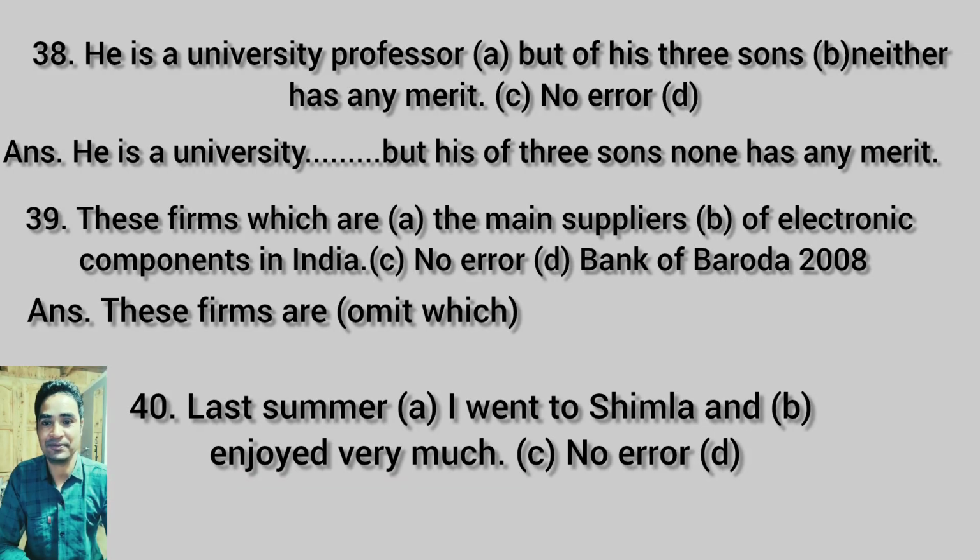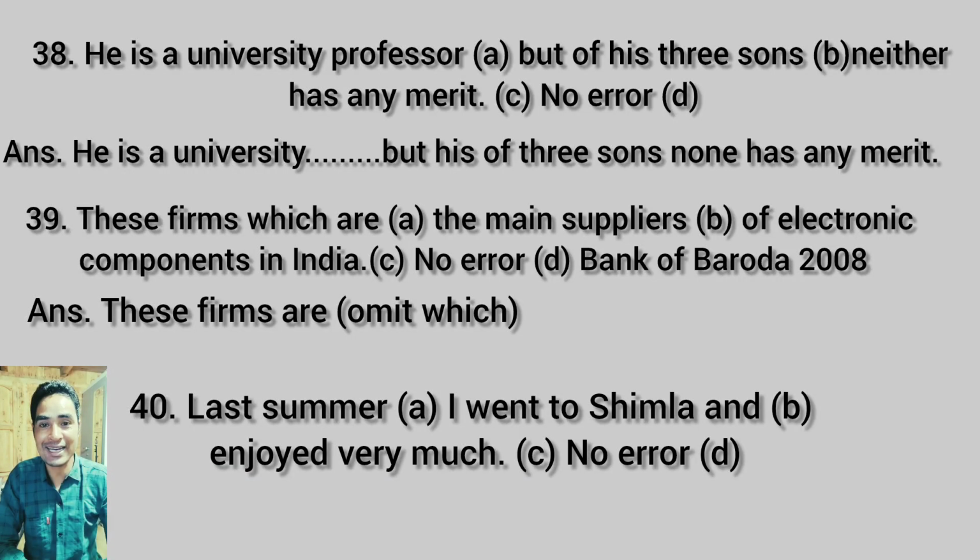Question number 40. Last summer I went to Shimla and enjoyed very much. Guys, as you know, there are some transitive verbs that take objects. An object could be either a noun or a pronoun. Enjoy is one of them. If you give it a noun object, it's okay, but when we use a pronoun, reflexive pronouns are used after the verb enjoy. I enjoy the food, I enjoy the party, I enjoy the song, I enjoy playing. But "I enjoy me" is incorrect.